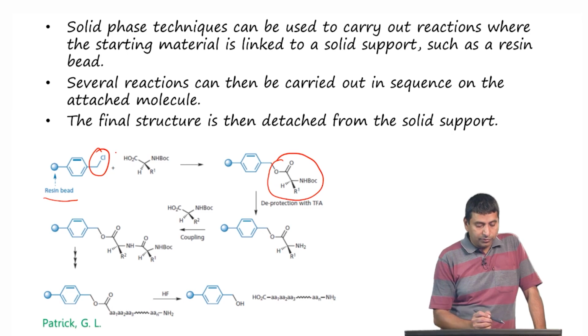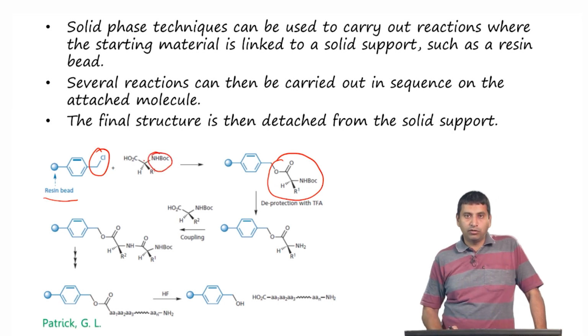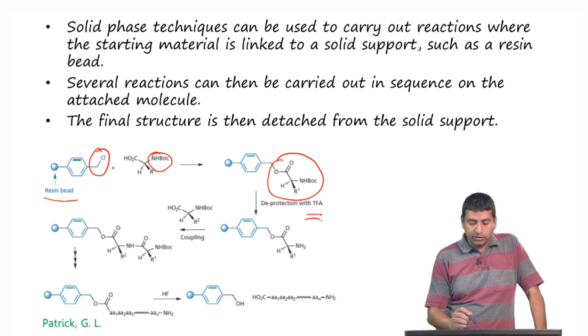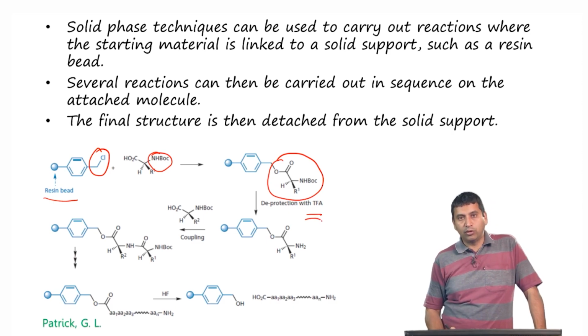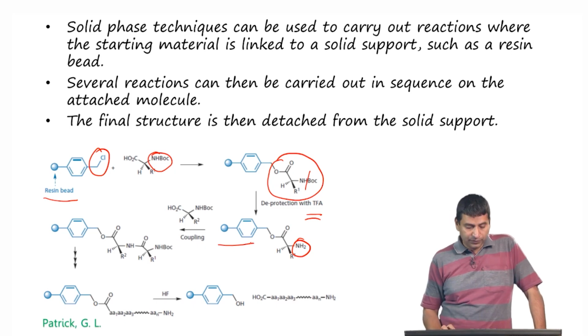So, this is a nucleophilic substitution reaction and you have protected the amine with a Boc functional group. Then what you do is you deprotect this Boc functional group using trifluoroacetic acid. So, this Boc is cleaved off and you get a free amine, right. So, notice that all of this is done in a solid phase.